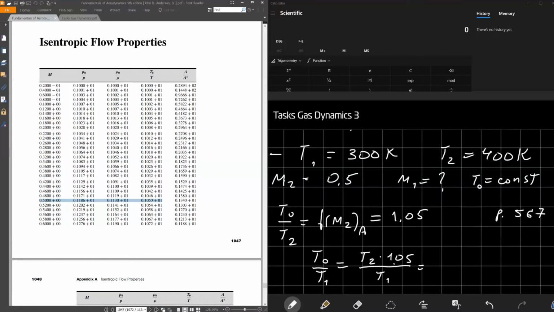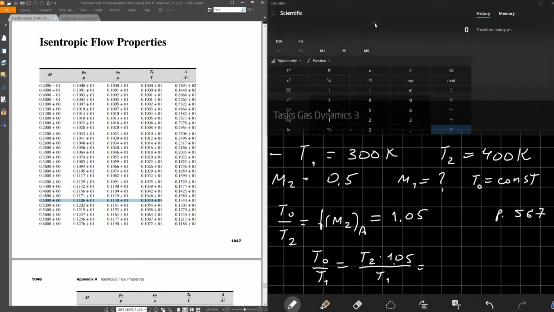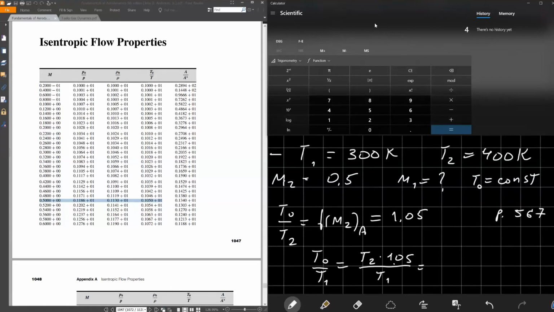Okay, this is it. I just need to calculate how much that is. It's 400 multiplied by 105 and divided by 300 of T1. So it's 1.4. 1.4 is some function of Mach number 1.